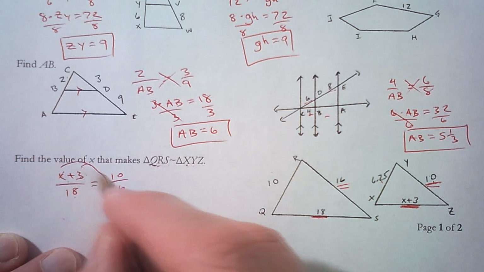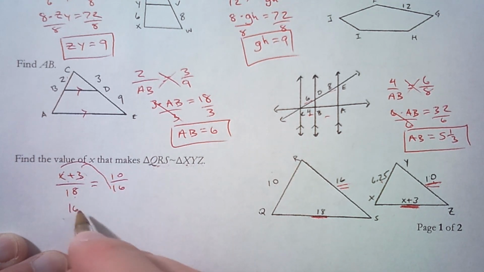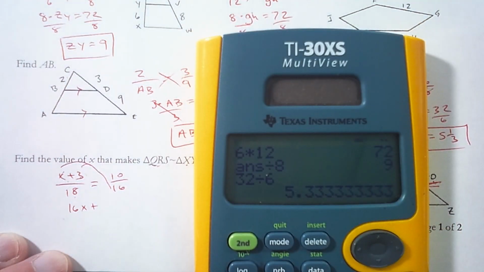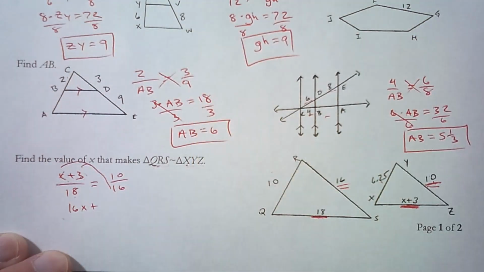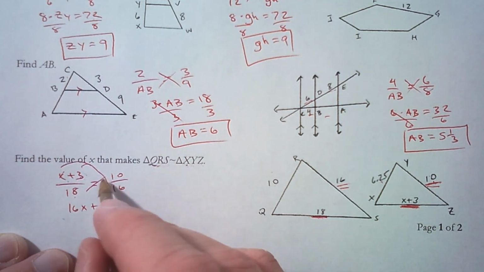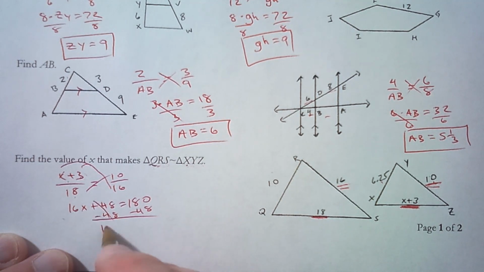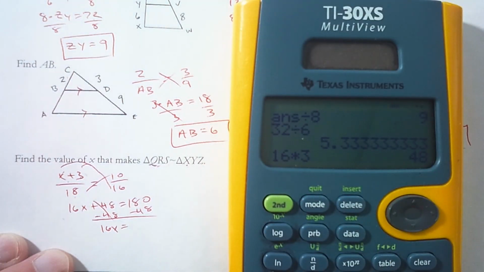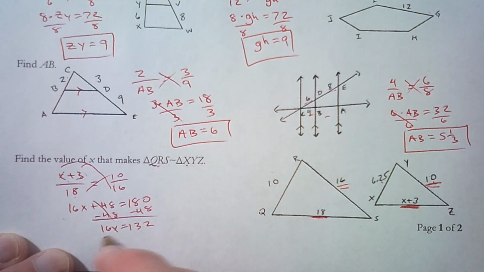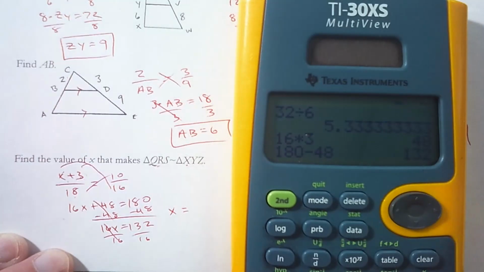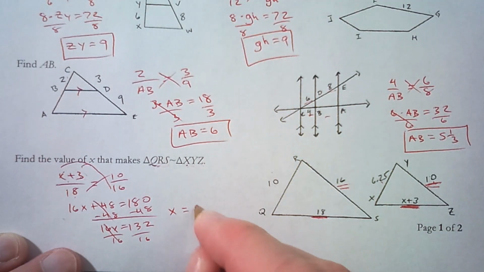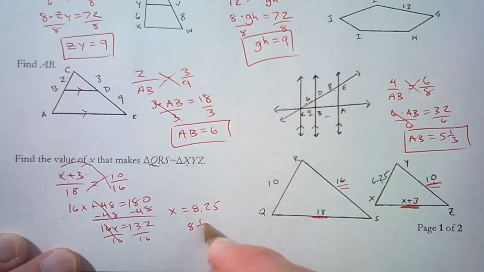So our cross products, 16 times x and 16 times 3, so we're distributing 16x plus 16 times 3 is 48. And then 18 times 10 is the other cross product, that's 180. So I'll subtract 48. So we get 16x equals 180 minus 48 is 132. And then divide by 16. So I get x equals 132 divided by 16 is 8.25. Or I could have written 8 1/4.